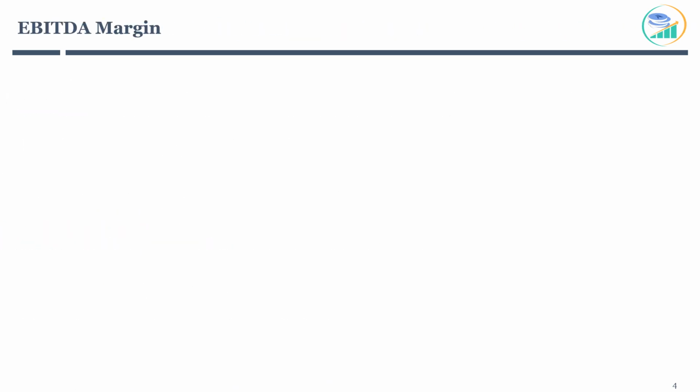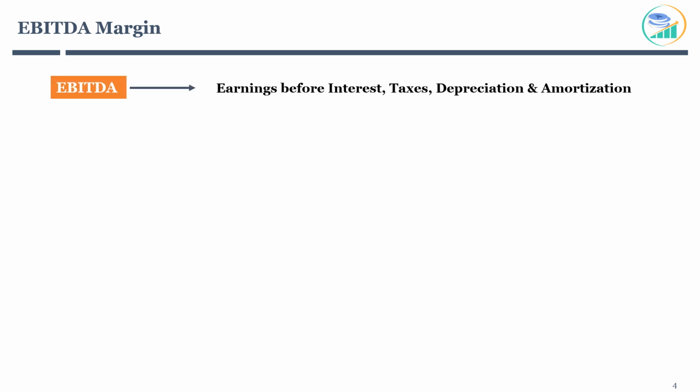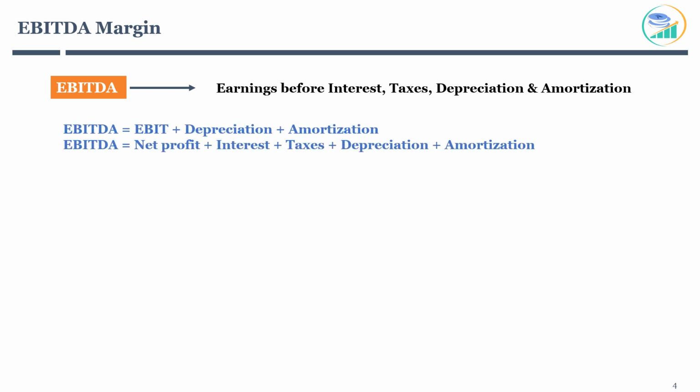Let's start with the EBITDA margin. EBITDA stands for earnings before interest, taxes, depreciation and amortization. It is the profit before subtracting expenses associated with interest on debt, taxes to the government and depreciation and amortization. You can calculate EBITDA using one of these formulas. Both the formulas will yield the same results.